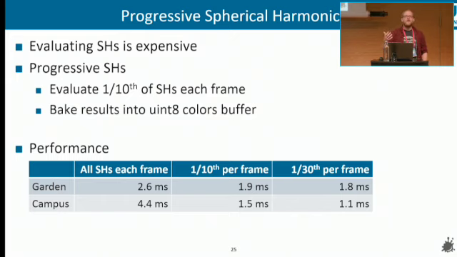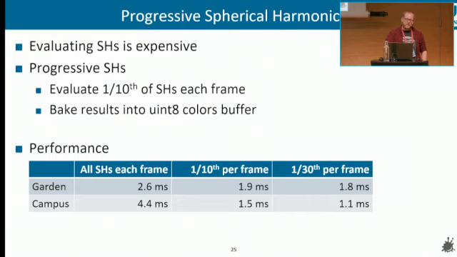So what we can do here is some progressive evaluation of the spherical harmonics. In each frame, we only evaluate the spherical harmonics for 10% of the splats, and we bake that into a color buffer. And in another frame, we take another 10% and bake that into a color buffer that we then use for rendering. And most of the time, that's barely noticeable at all. So even in VR, where you have a lot of head movements, you usually don't notice that.